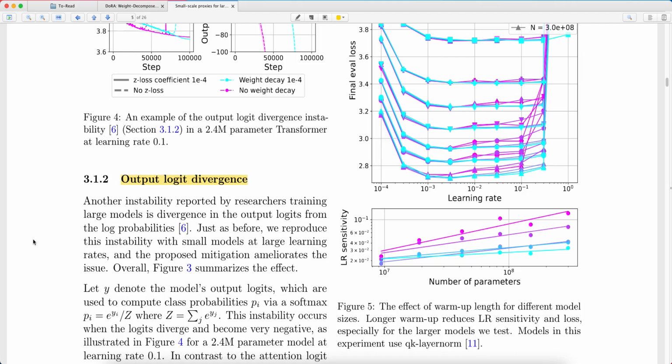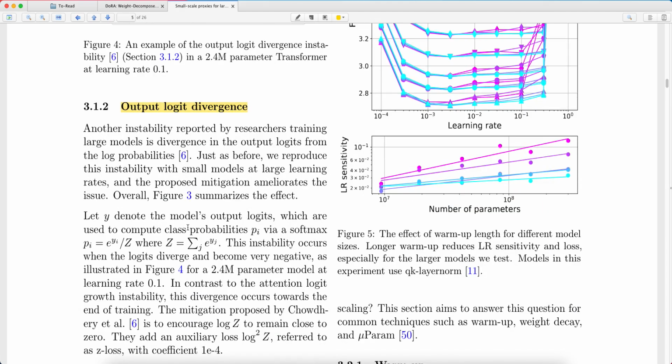All right, let Y denote the model's output logits, which are used to compute class probabilities via softmax. So probability is e to the y divided by Z, where Z is the sum. This instability occurs when the logits, so Y, diverge and become very negative.